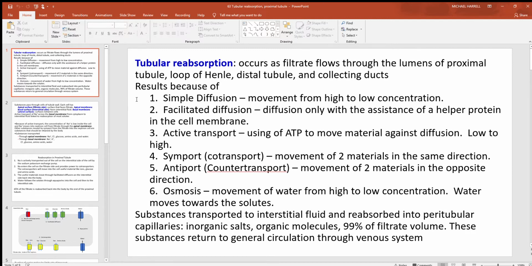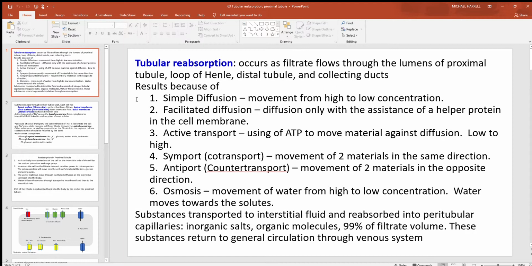You got to go back to your processes as described on the cell previously. Number one is simple diffusion, just materials moving from high to low concentration. If they're lipid soluble, they're going to move through the cells quite easily; if not, not so much. There's also facilitated diffusion. Now the facilitator will be a protein helper in the cell membrane. So the cell can build proteins that will let things diffuse which ordinarily would not.